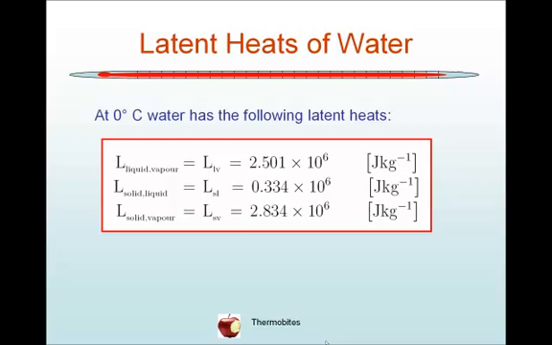At 0 degrees Celsius, water has the following latent heats. So they're weakly a function of temperature, but at 0 degrees, liquid to vapor is about 2.5 by 10 to the 6 joules per kilogram. For solid to liquid, it's 0.33 by 10 to the 6 joules per kilogram, and solid to vapor, it's 2.83 by 10 to the 6 joules per kilogram. And if you add the liquid to vapor to the solid to liquid, then you get the solid to vapor transition.